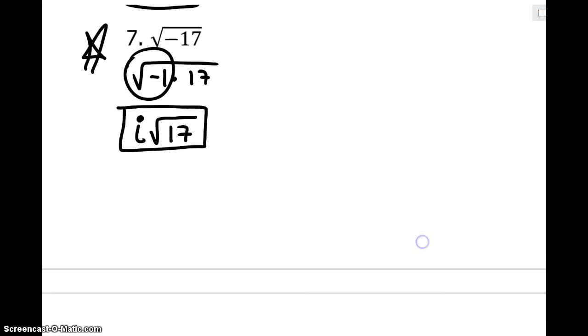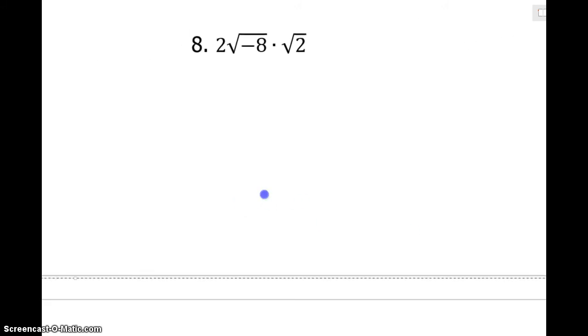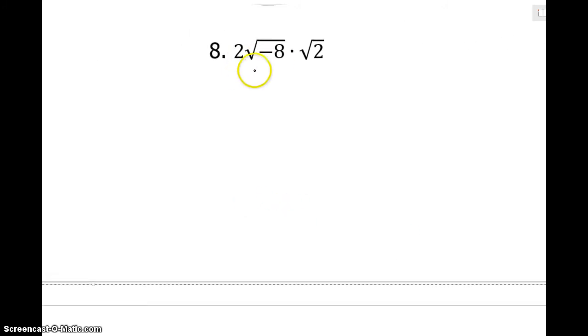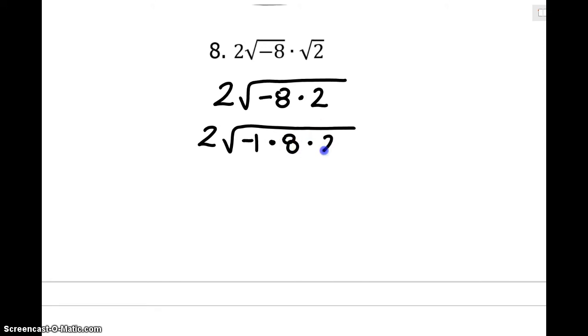Alright, let's look at our last problem of the day. So here is number 8. We have 2 square root of -8 times root 2. Well, 2 is already outside, and we know that we can put these inside of the same radical, so -8 times 2. And let's start breaking them down. So we have the 2 on the outside. Don't forget about that. You know, sometimes I forget, I'm getting older. So we have -1 times 8 is -8 times the 2.